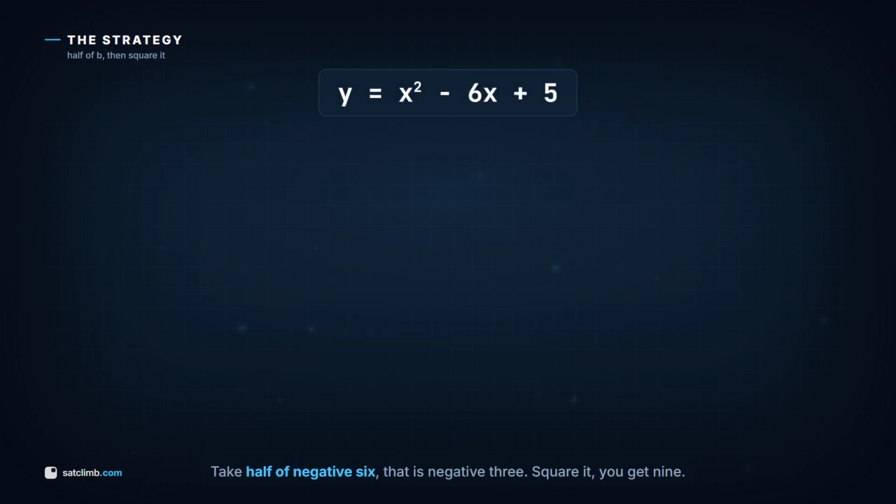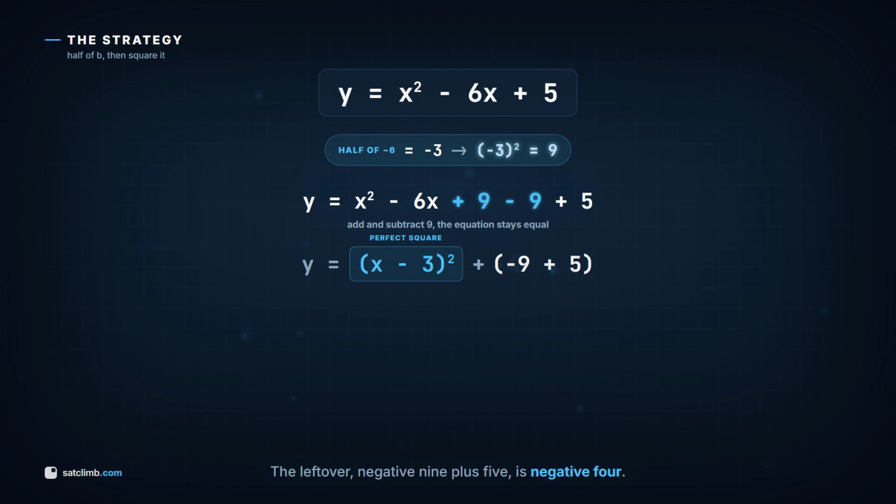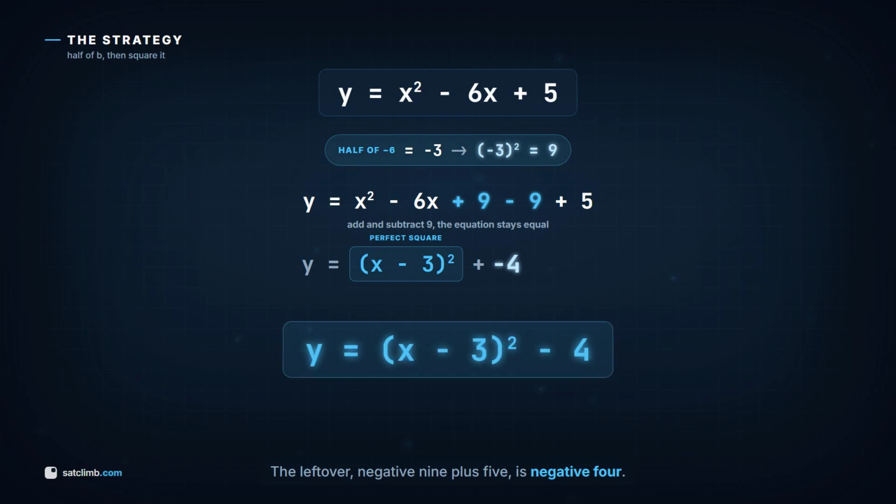Let's do it. y equals x squared minus 6x plus 5. Focus on the x terms. Take half of negative 6, that is negative 3. Square it, you get 9. Add 9 and subtract 9 so you haven't changed anything. Now x squared minus 6x plus 9 is a perfect square, (x minus 3) squared. The leftover negative 9 plus 5 is negative 4.